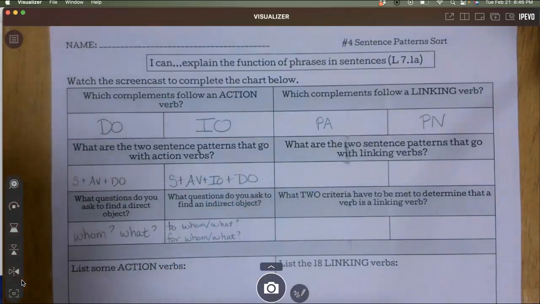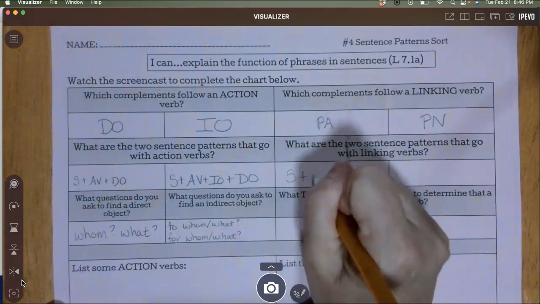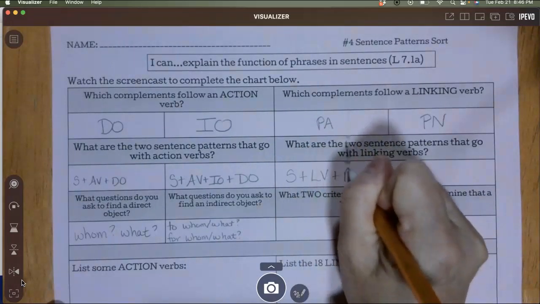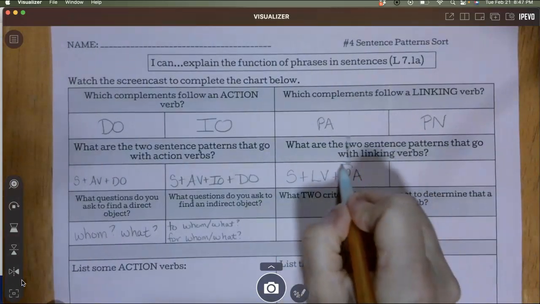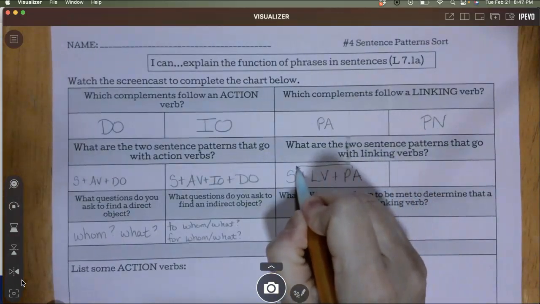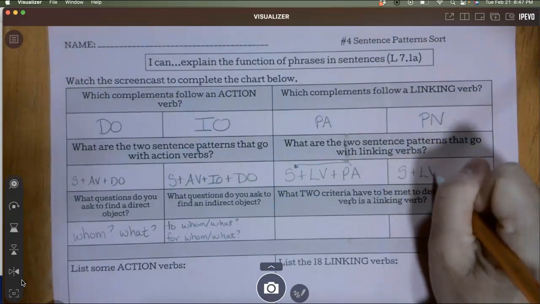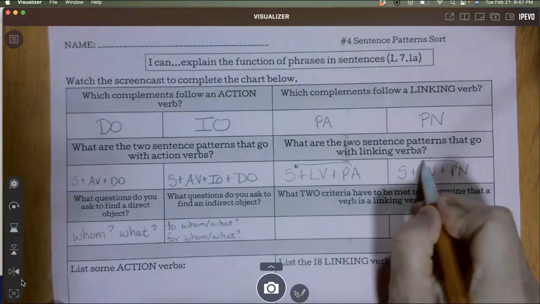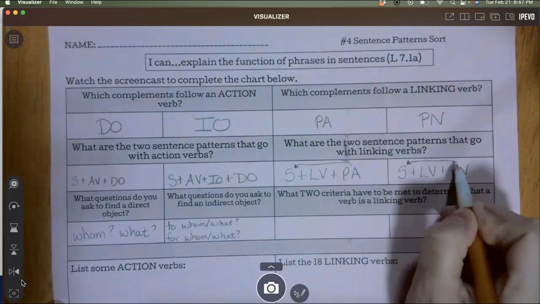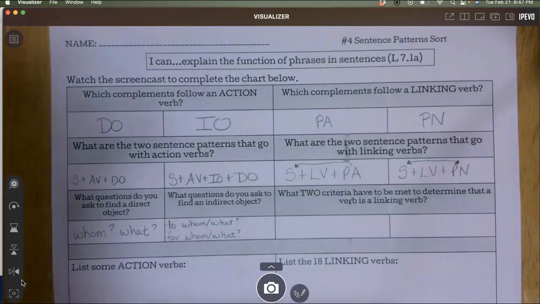Okay? For a predicate adjective and a predicate noun, we're looking for subject plus linking verb plus predicate adjective, in which case our predicate word goes back and describes the subject, subject plus linking verb plus predicate noun, in which it goes back and renames it. And I'm going to put the arrows on both sides here because we said that with a predicate noun, you could flip the order to make it work.